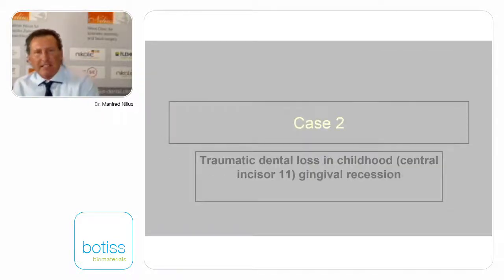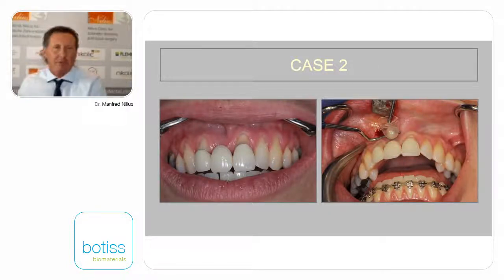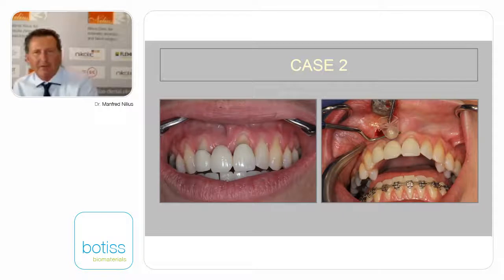The second case is a typical case. This is a young lady. She came to us. She wanted to have a recovery of the frontal teeth, and what you often see is a bite that is crown to crown. So there is a maxillary deficit.